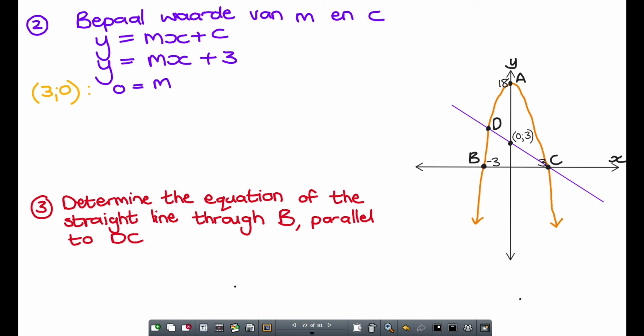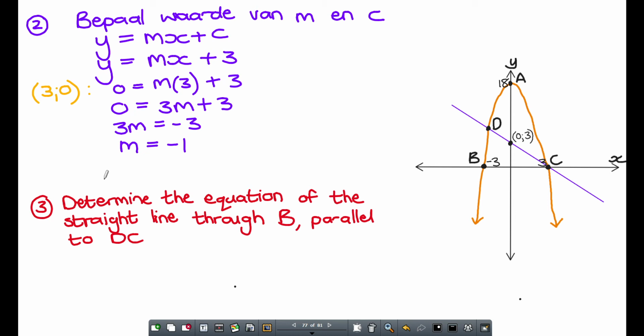So 0 is equal to m, and then x is 3, plus 3, so dan het ek 0 is gelyk aan 3m plus 3. Let's take it over, so 3m is equal to minus 3. So then m is minus 1. So dan gaan jy in elk geval eindig met y is equal to minus 1x, of net minus x plus 3. Okay, if you did not want to do that substitution part, ek gaan hom gou vir jou uitklik.